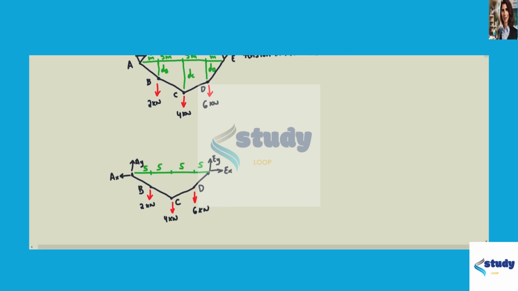So the first thing you're going to do is draw a free body diagram of this cable from A to E. We can include the reaction forces at A. AY is in the positive Y direction, and AX is in the negative X direction. And the reaction forces at E. EY is in the positive Y direction, and EX is in the positive X direction.